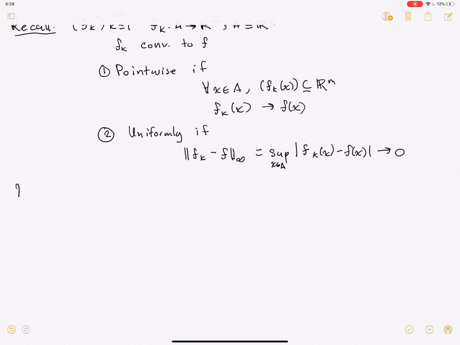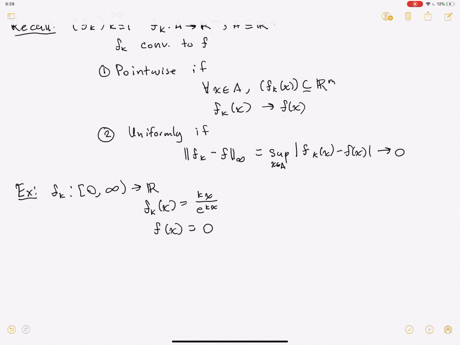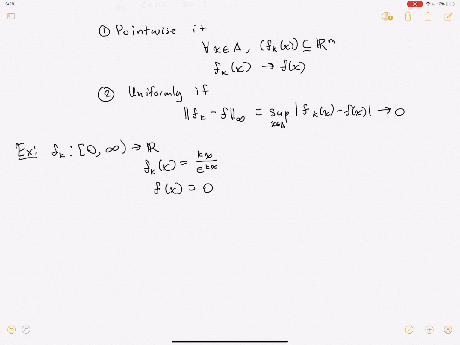Okay, and some examples. If we take this sequence mapping 0 to infinity to a real number defined as f_k(x) = kx / e^(kx), then if you just let k go to infinity, the denominator grows a lot faster than the numerator, so eventually it'll converge to 0 pointwise.